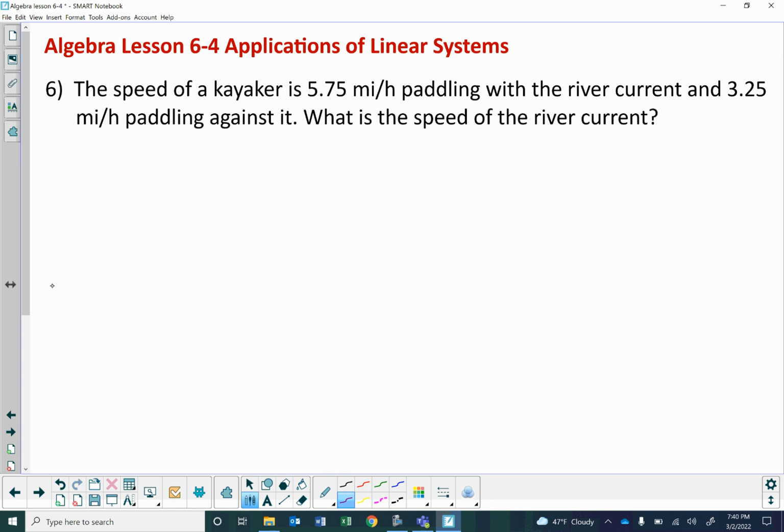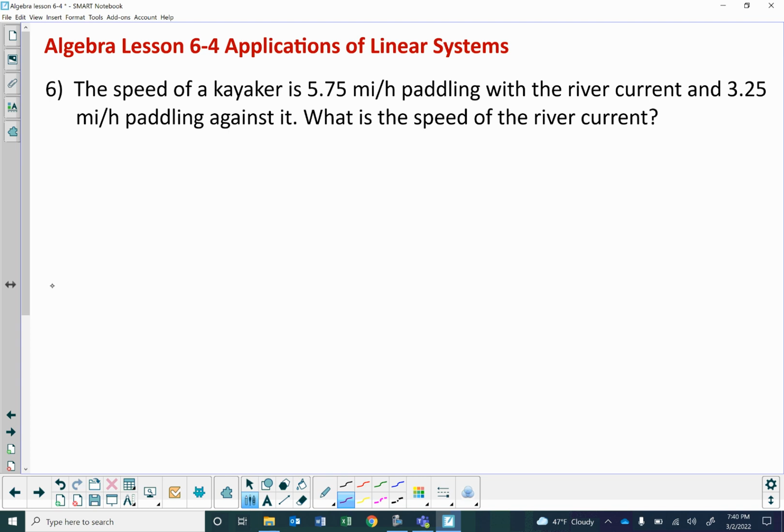So what I need to do here is set up my two equations. It's asking for the speed of the river current. So I need to know what my paddling speed is too, because all I know here is distance. I know a rate, 5.75 miles per hour and 3.25 miles per hour. But that's a rate, but not really. It's with the current and without the current. So I don't have a time, and I need to figure out the speed.